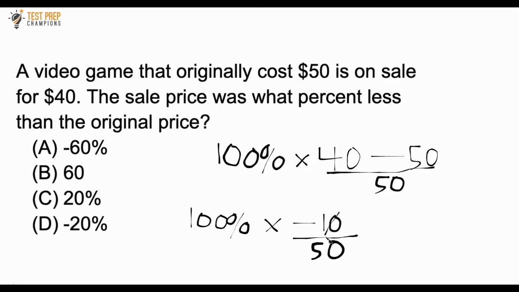Now, I can actually cancel a 0 out from the 10 and the 50, so that would give me 100% times negative 1 over 5. And this comes out to negative 20%. So the correct answer here is D, negative 20%.